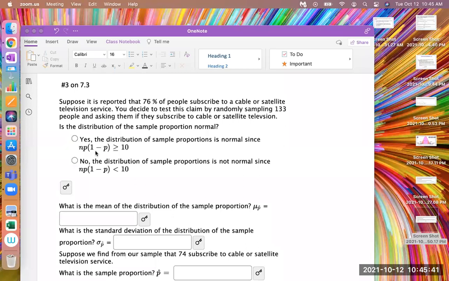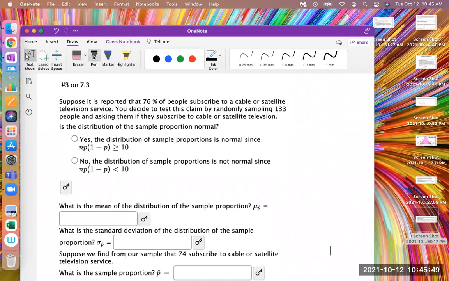So the n in this situation is the number sampled. That is, n is always your number in the sample. As I said, we're sampling 133 people, right? So that's the number sampled. So 133 is the n.